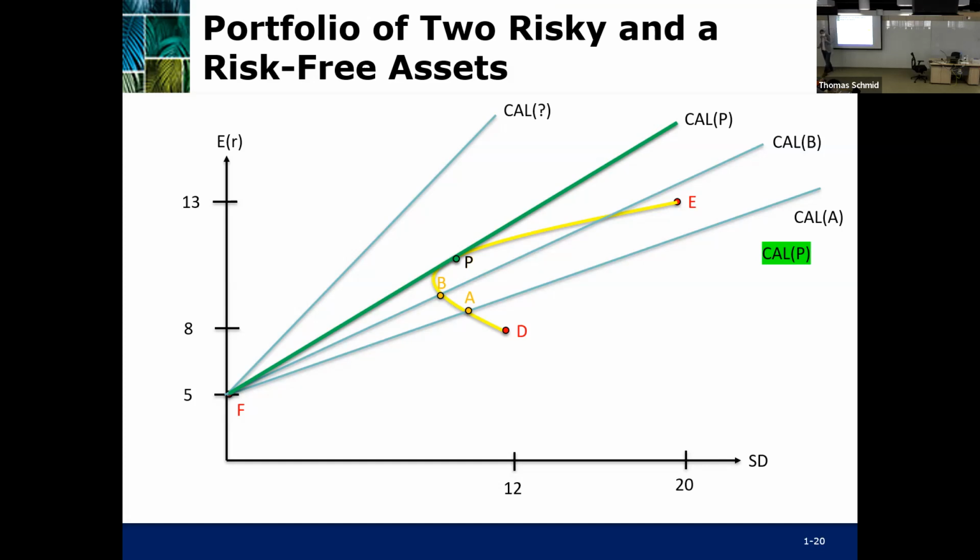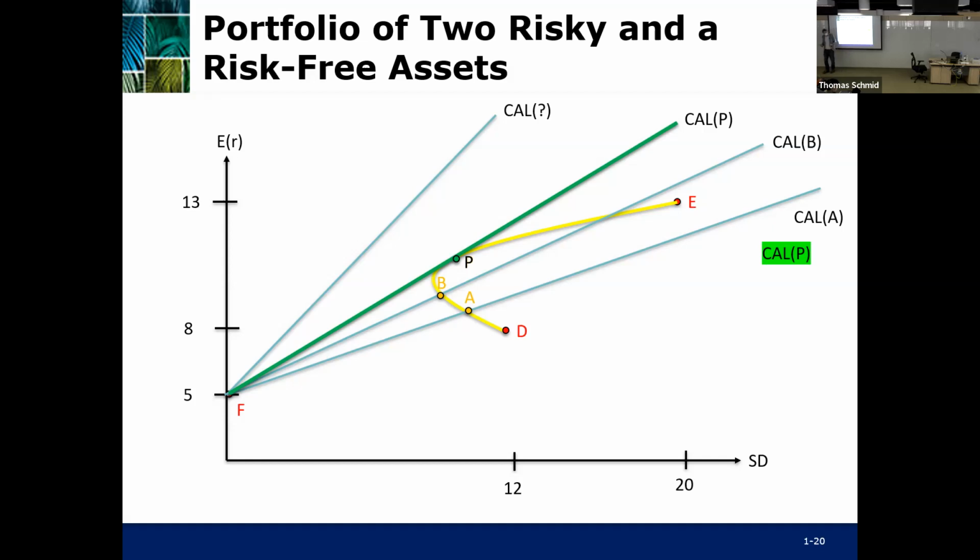And what is now really nice for us, what makes our life now relatively simple, is that we can safely ignore all the other capital allocation lines. And we can even ignore all the other portfolios. Because every investor who is rational, and we assume rationality here, will only invest in the risky portfolio P. Because only investing in P allows the investor to invest along capital allocation line P. So nobody would invest in D directly, in E directly, nobody would invest in A, in B, or in any of these other points.